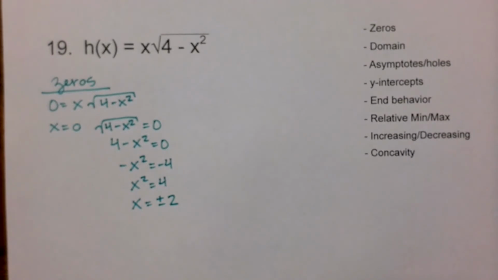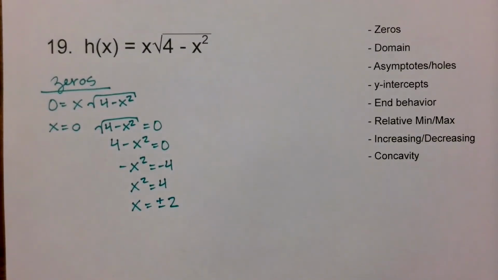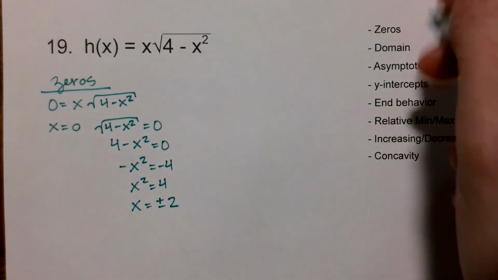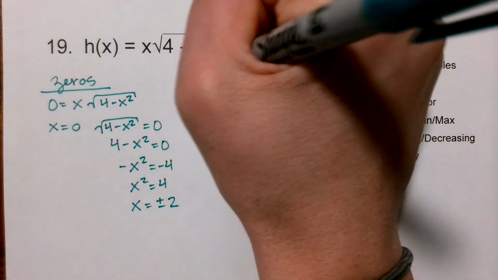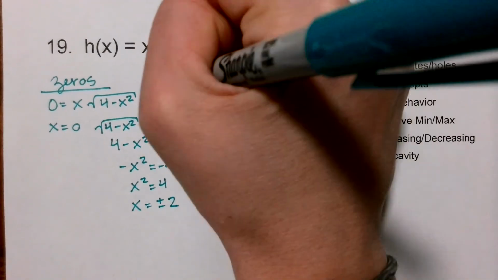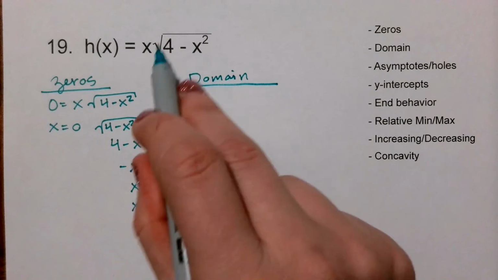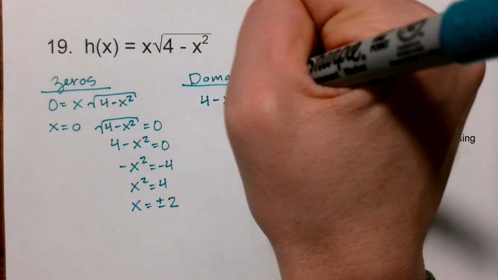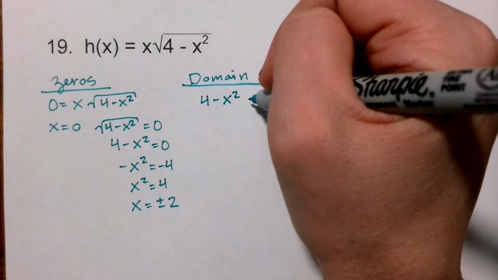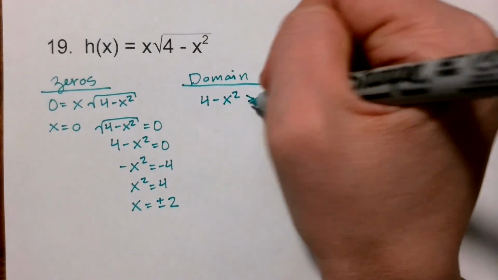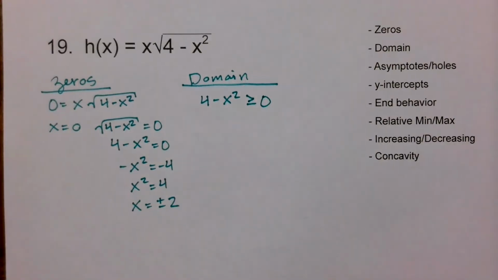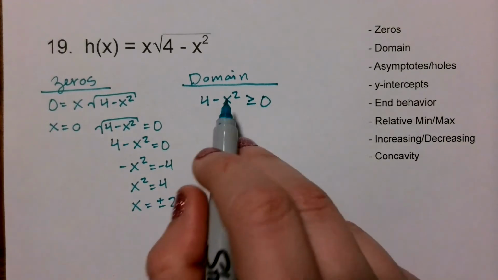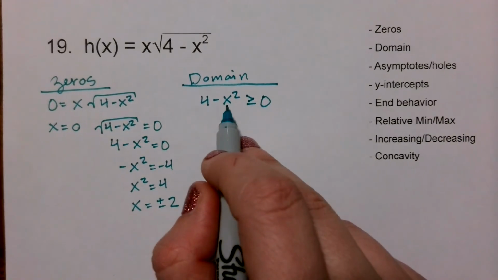We get zeros at positive or -2. I'm looking at the domain for this problem. I am going to have an issue underneath the radical: 4 minus x squared has to be greater than or equal to 0, which the easiest way to look at something like this is to look at the graph of that.